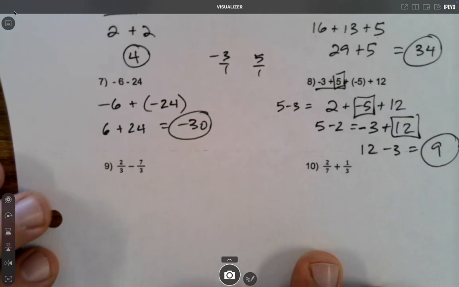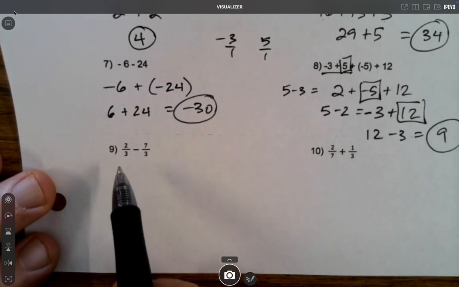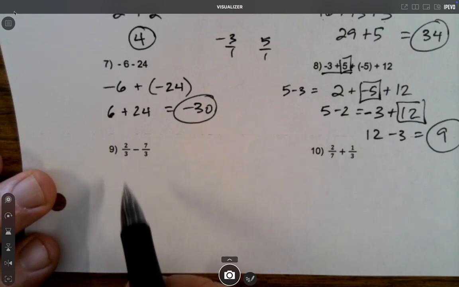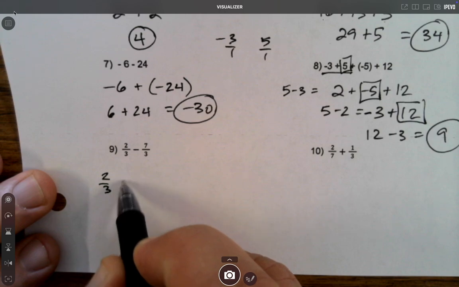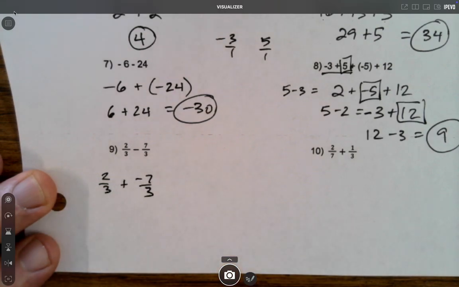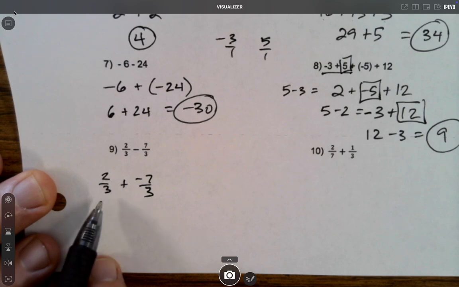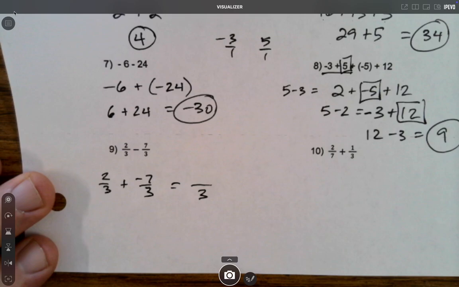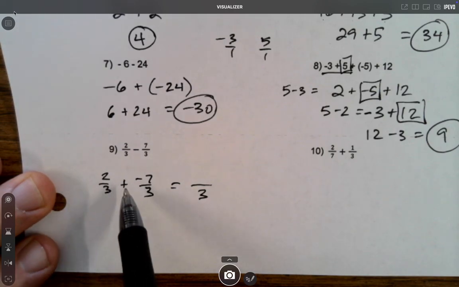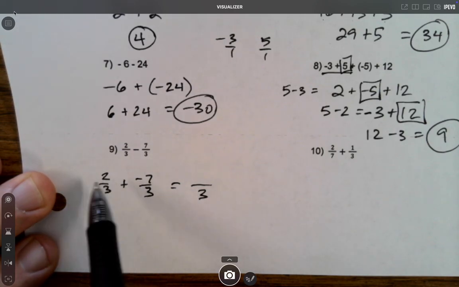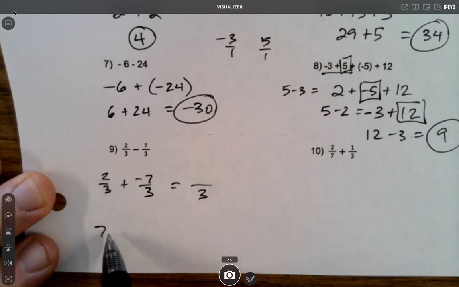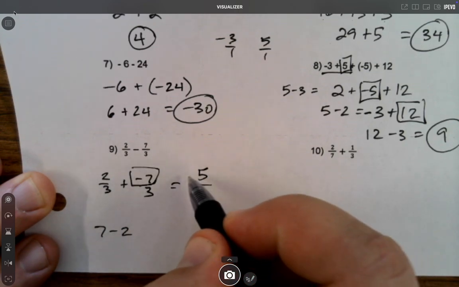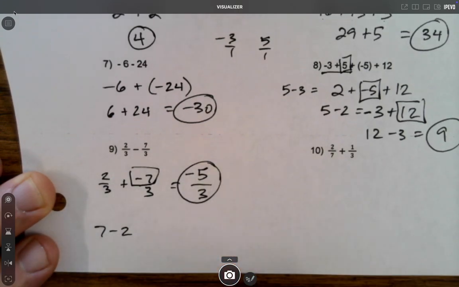But on number 9, we do have two fractions. When the denominators are the same, we can just go ahead and do the adding or subtracting. We're subtracting, so I'll do keep, change, change. And the denominators will stay the same. Those don't change when you're adding or subtracting. But 2 plus negative 7, we have different signs, a positive 2 and a negative 7. So we do the bigger one minus the smaller one, which is a 5. We keep the sign of the bigger one, which is the 7, so we make it a negative 5/3.